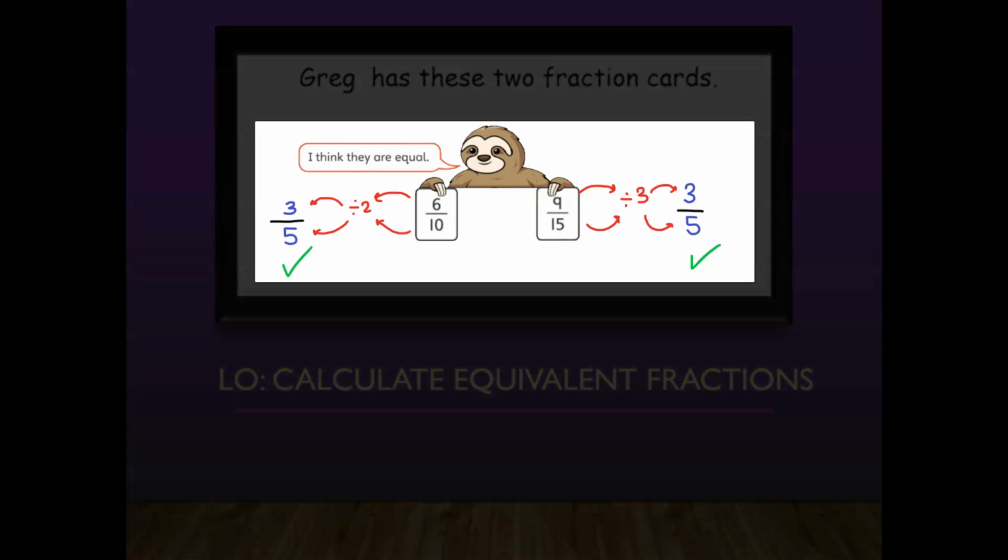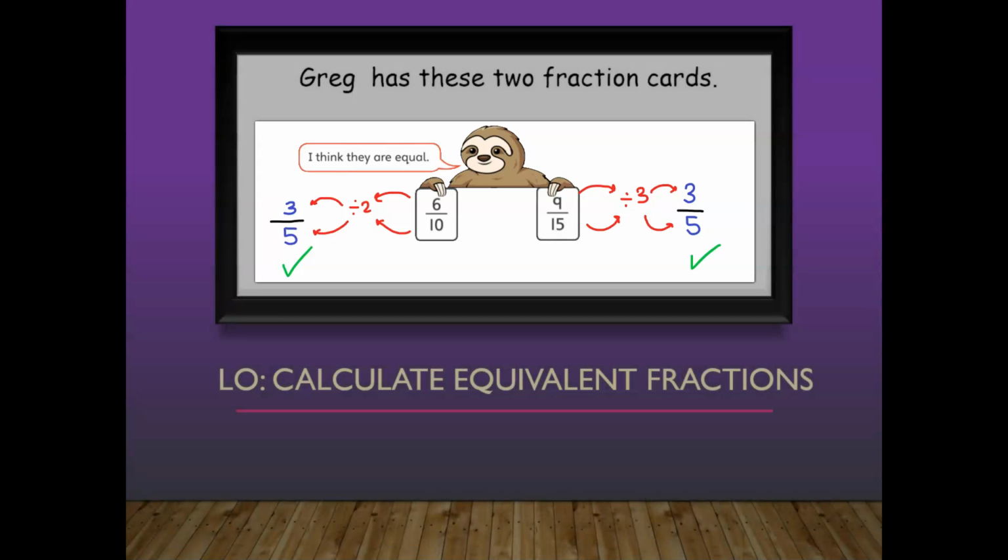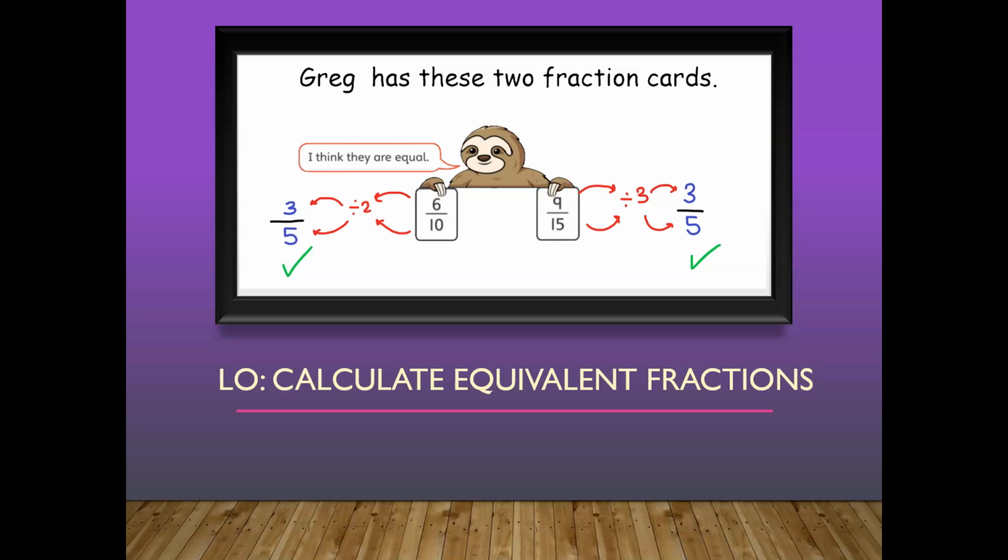Here we can see that 6/10 is equivalent to 3/5. We discover that by dividing the numerator and the denominator by 2. We also have shown that 9/15 is equivalent to 3/5. We just divided 9 and 15 by 3. You will get lots of opportunities to practice calculating equivalent fractions. And with practice, you'll become a dab hand at this.